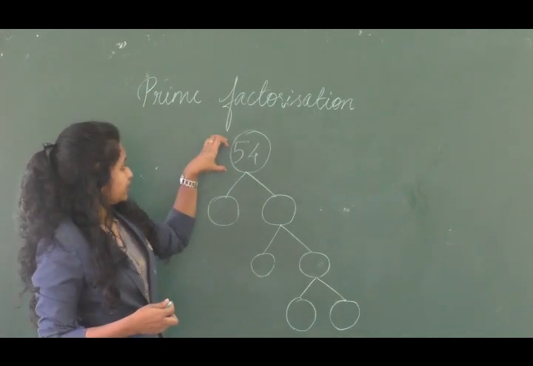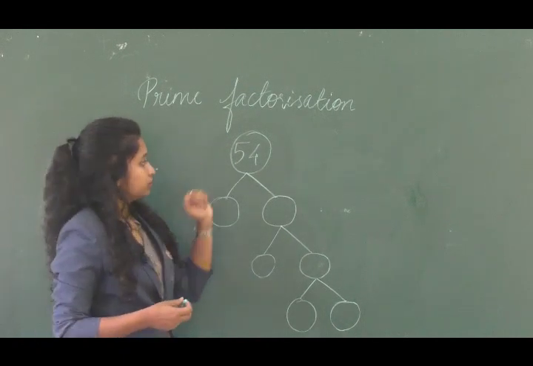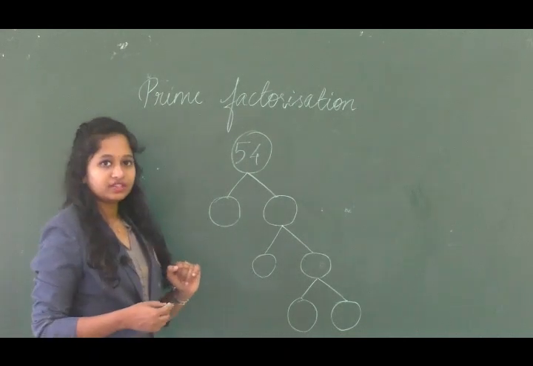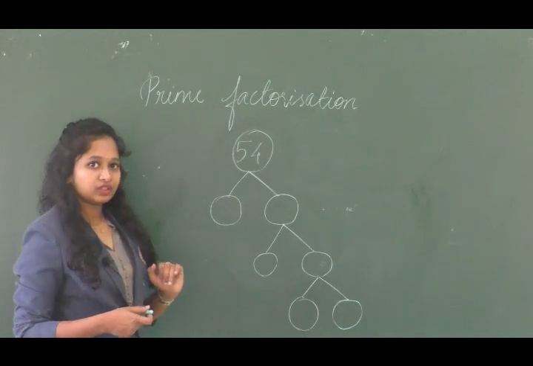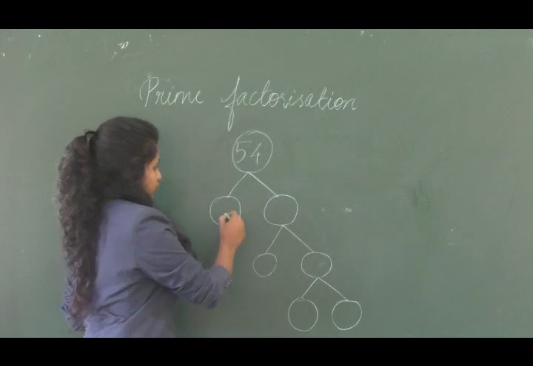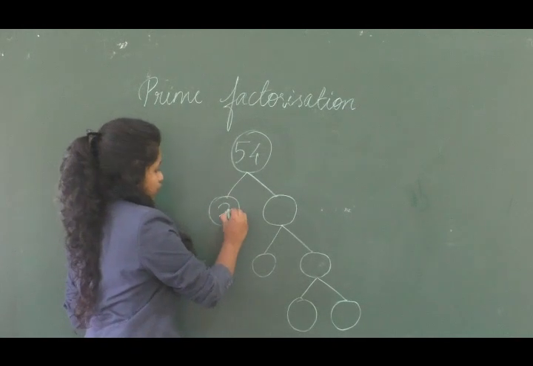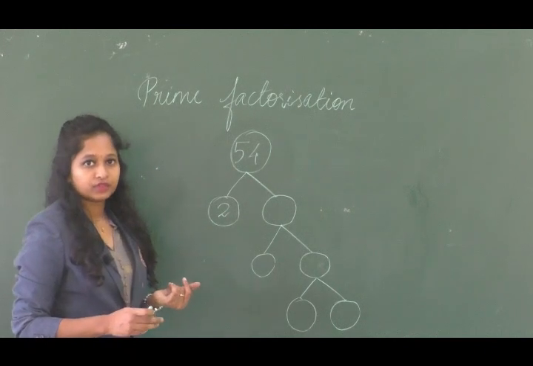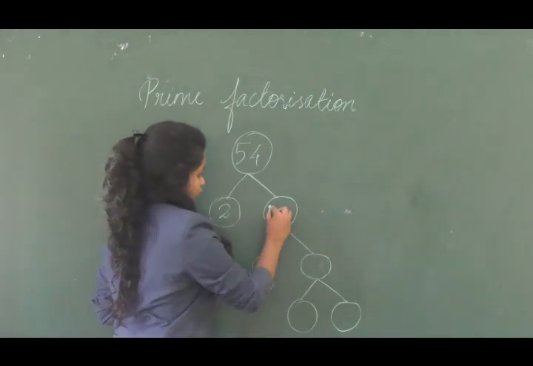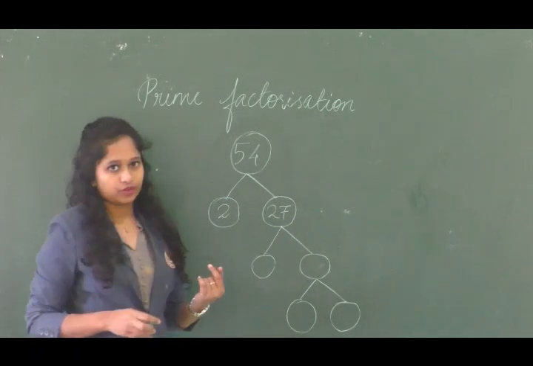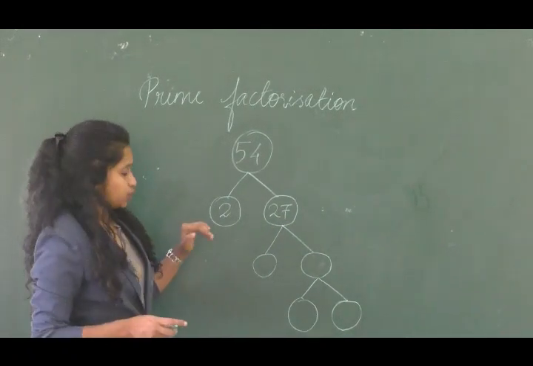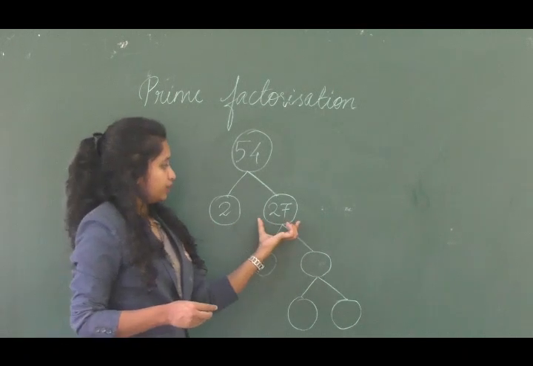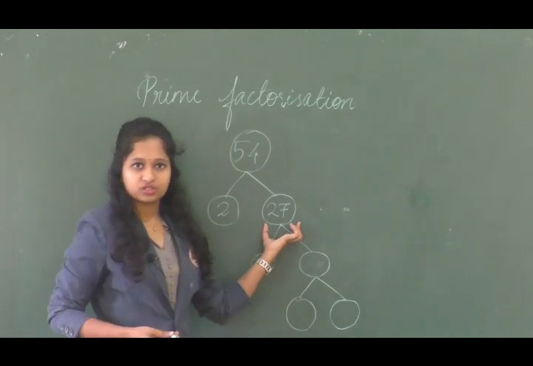So here I have an example, 54. 54 can be written as, it is a multiple of 2. 2 into what is 54? 2 into 27 is 54. Since 2 is a prime number, stop there and move on to the number which is composite.